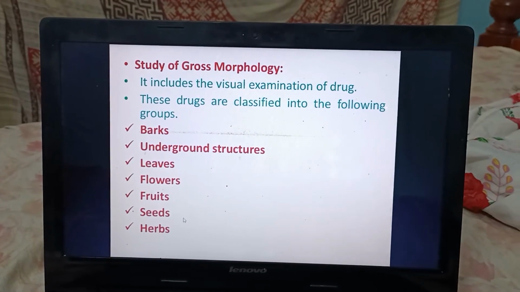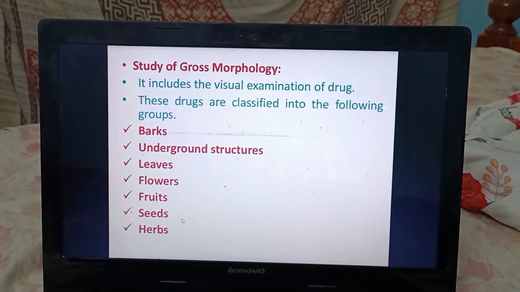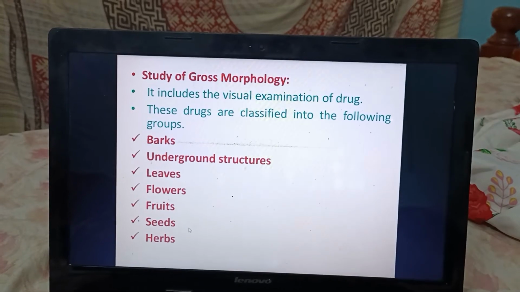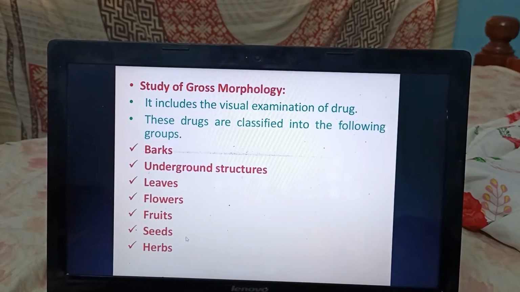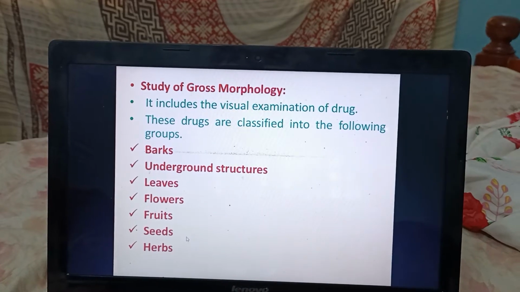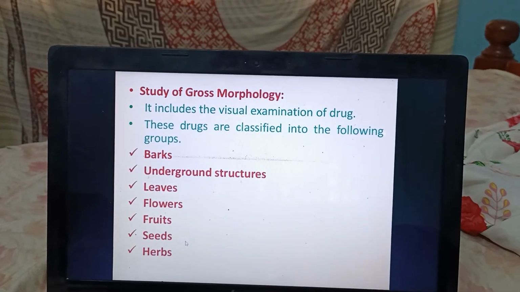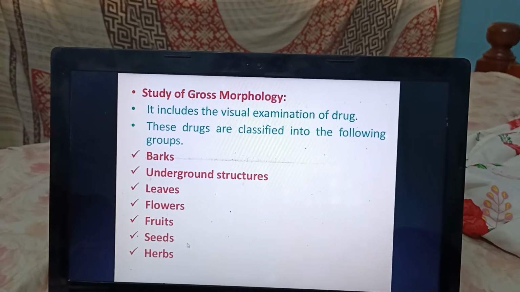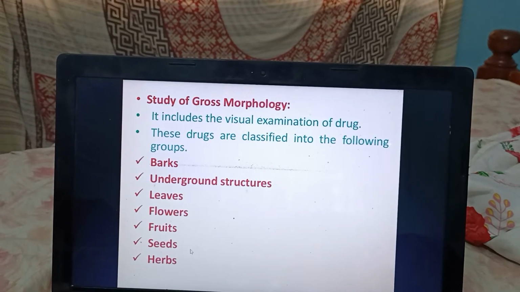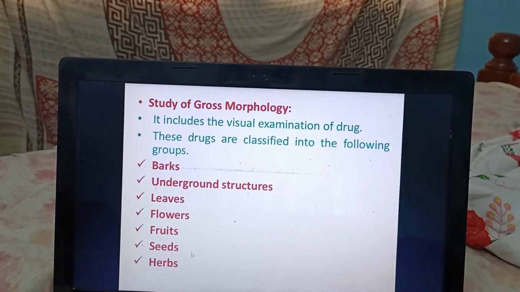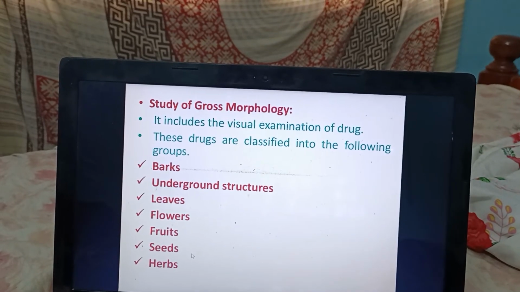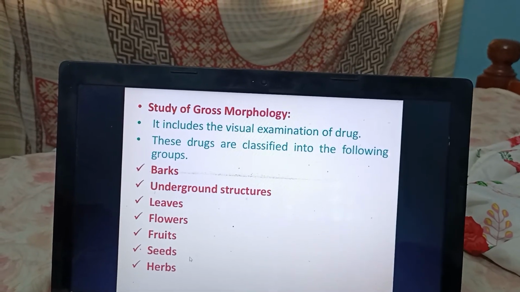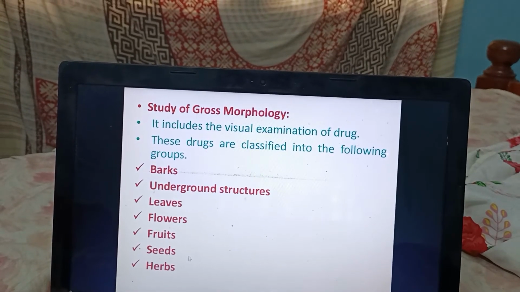Study of gross morphology includes the visual examination of the drug. These drugs are classified into the following groups. What is the visual examination? If you take an herbal plant, you can see which part has the medicinal property. So, for example, if you take a tulsi plant, the leaf has some aroma and the seeds have some aroma. So this is the category of morphological and gross morphological evaluations.